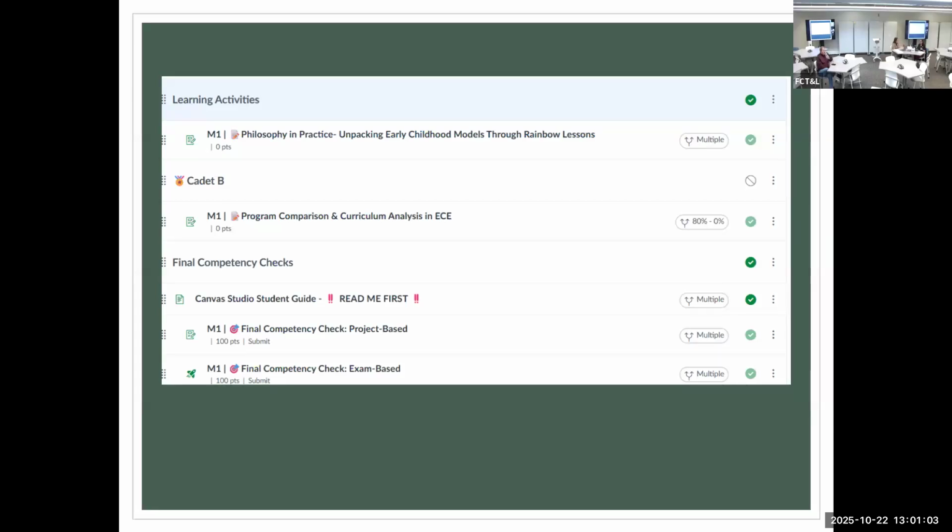Yeah, and I wanted to point out, you'll see 0 points there. And again, that was a mind shift. They're not getting points for this. It's really practice. So it's thinking about how do we motivate them to do it, right? The motivation is they can't move on to that final competency check until they complete the assignments. And then on those assignments, they need to make 80% or above to show that they met the competency.